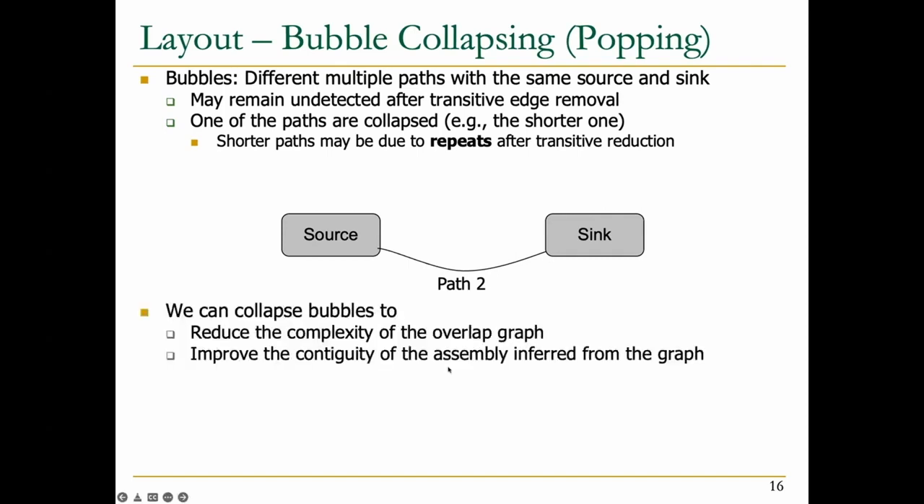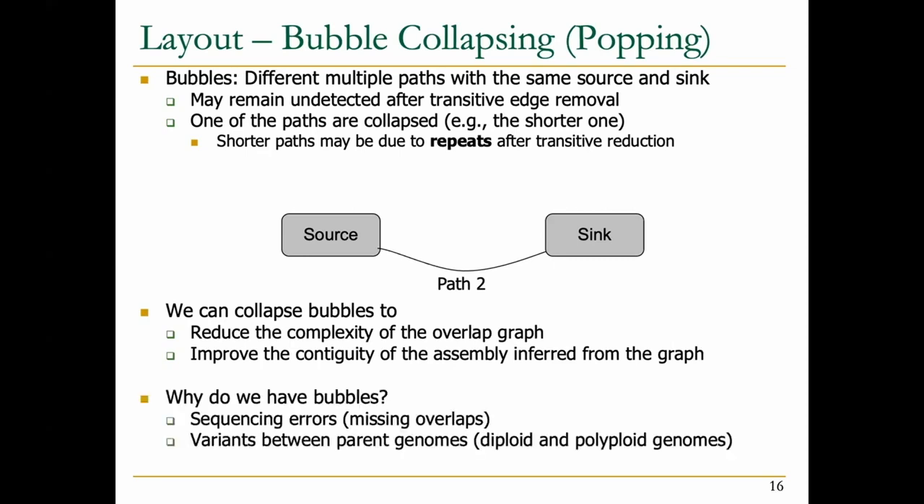We can collapse bubbles to reduce the complexity of the overlap graph and, of course, improve the contiguity of the assembly from the graph. So bubble collapsing helps a lot as well. So why do we have bubbles? Of course, there are multiple reasons for it. One reason is sequencing errors, in that we may be missing some of the overlaps between reads, and that may be creating a redundant connection between all the other nodes that would have been, let's say, solved with additional, more informative overlaps.